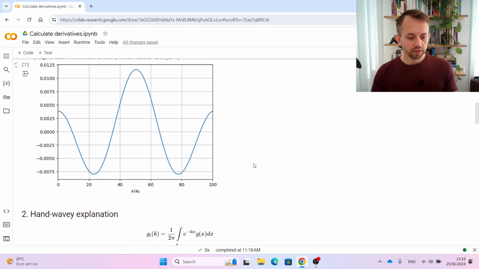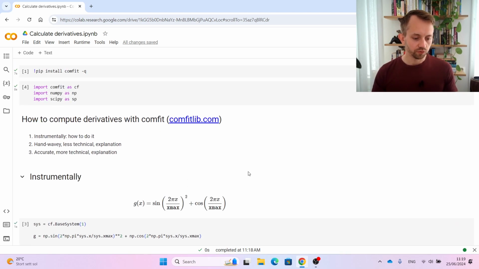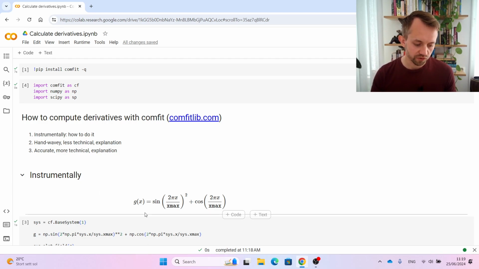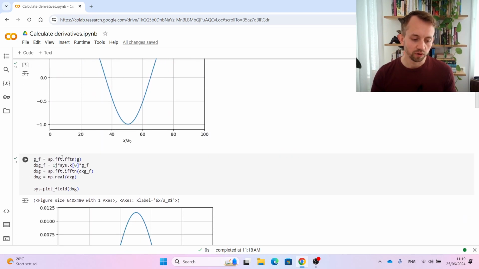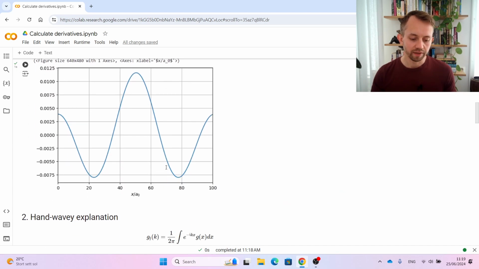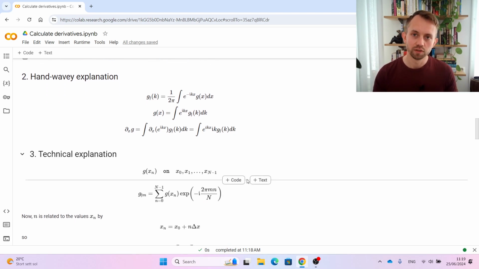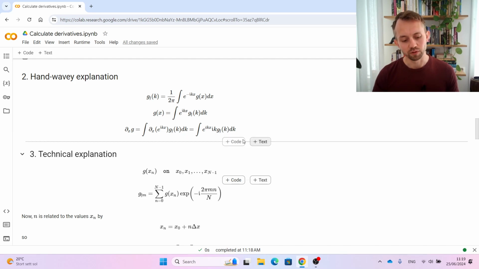So that was the 3 explanations of how to compute derivatives with spectral methods. First, just instrumentally how to do it with the ComFiT library, and then a high-level hand-wavy explanation using the infinite Fourier transform, and then the more technical explanation which has to do with how the discrete Fourier transform works and the Nyquist theorem and all of that.